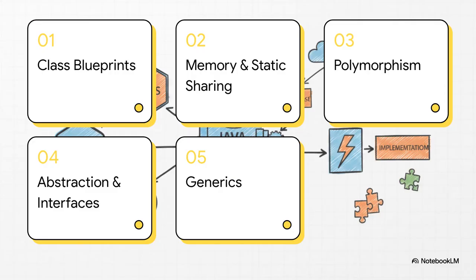Okay, let's dive into our roadmap for today. First, we'll cover class blueprints and basics, then memory and static sharing. Third is polymorphism. Fourth, we'll look at abstraction and interfaces. And finally, we'll wrap up with generics. We're going to build our knowledge progressively here.